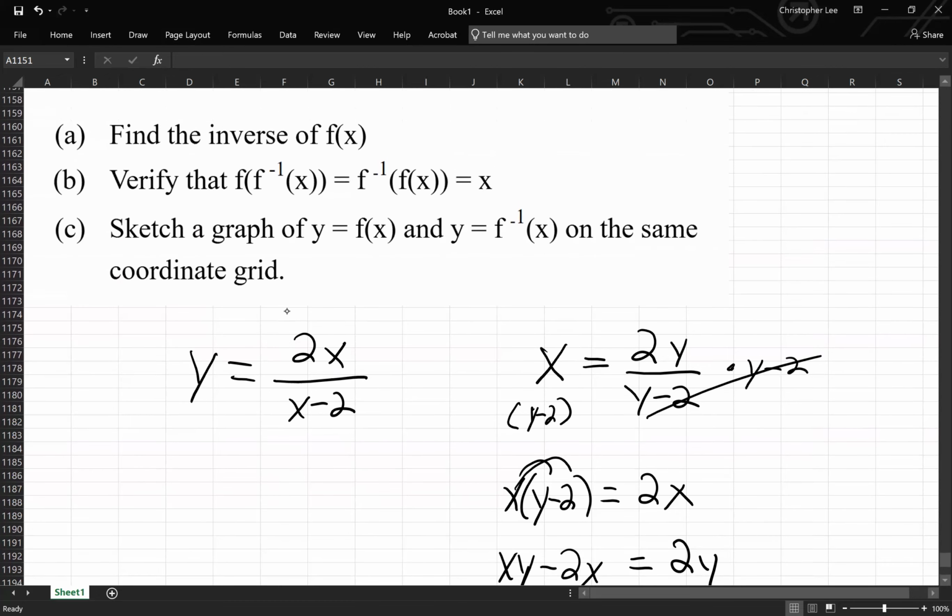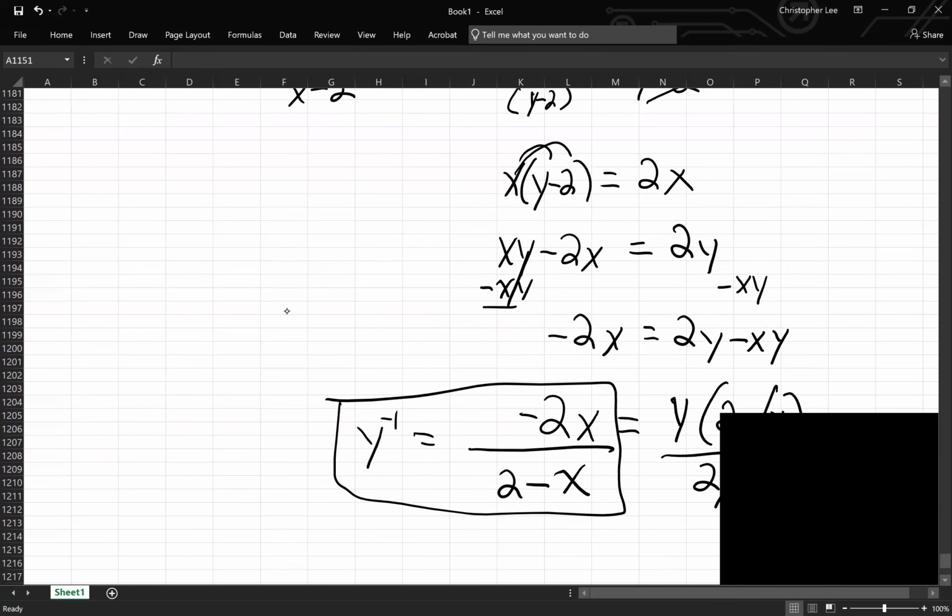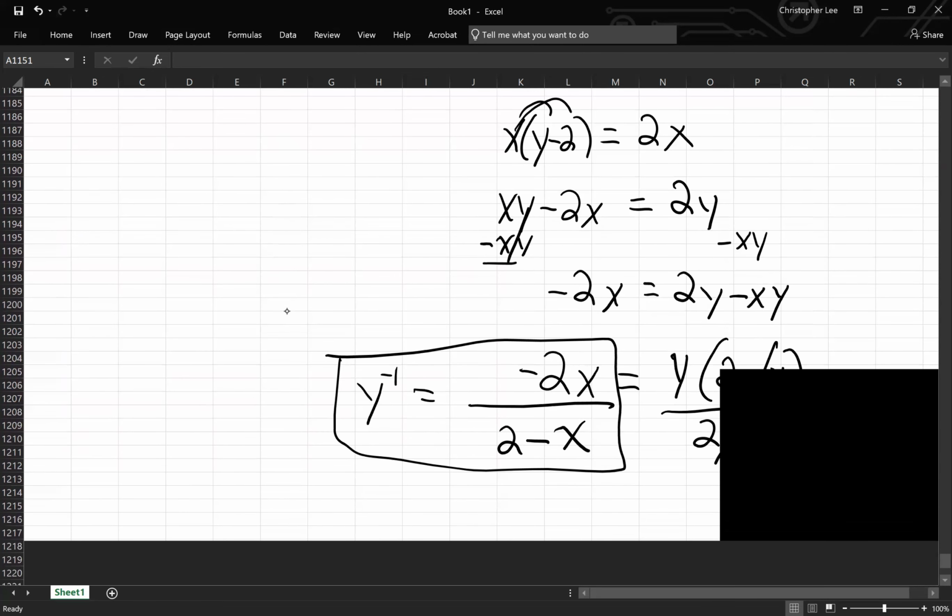All right? Now they want us to verify that this is the actual inverse. And how do you verify it? You actually plug in one into the other. So I'm going to find, hold on one second.